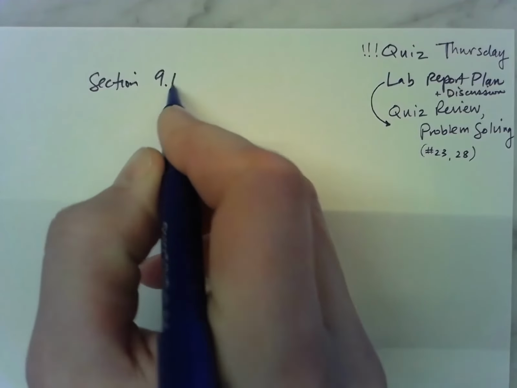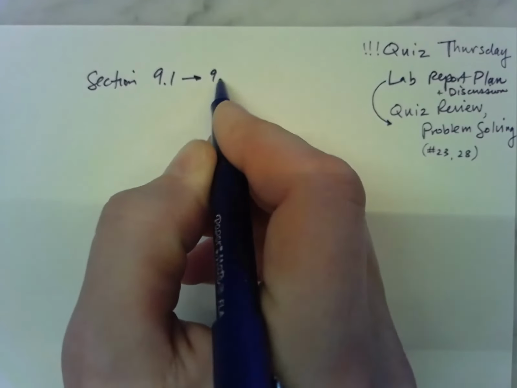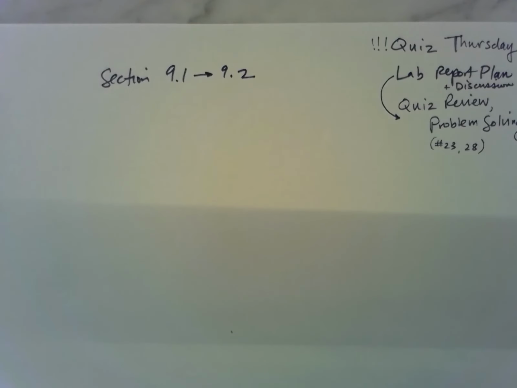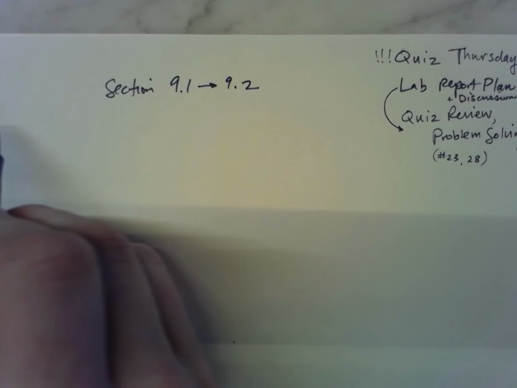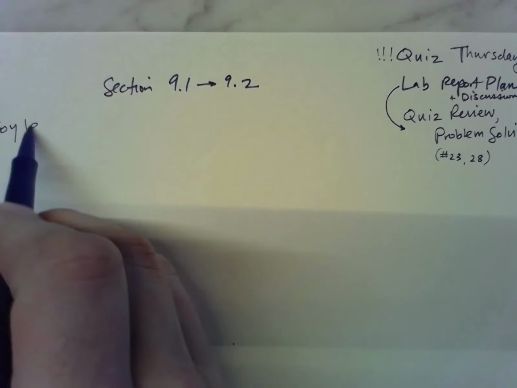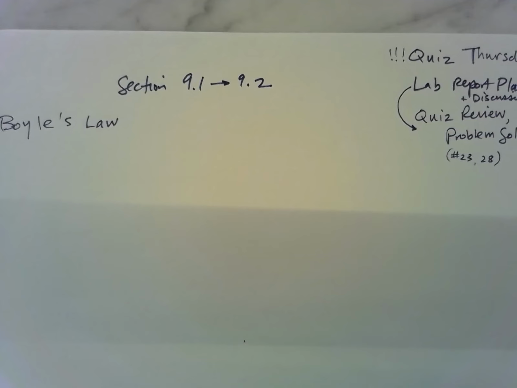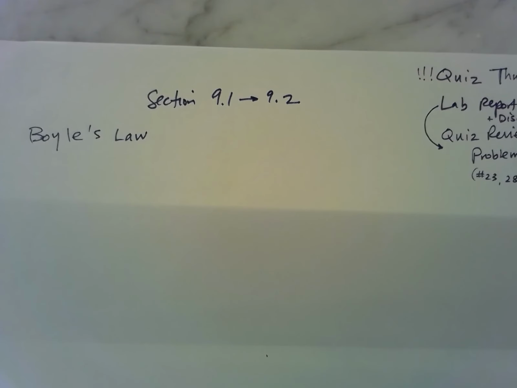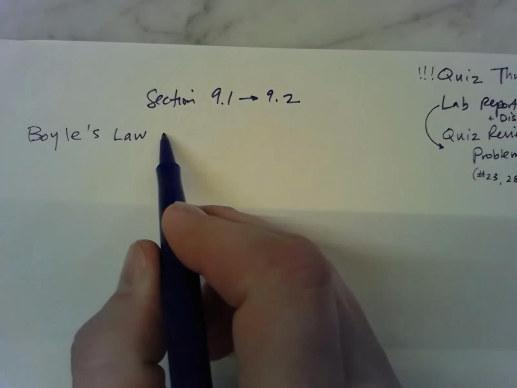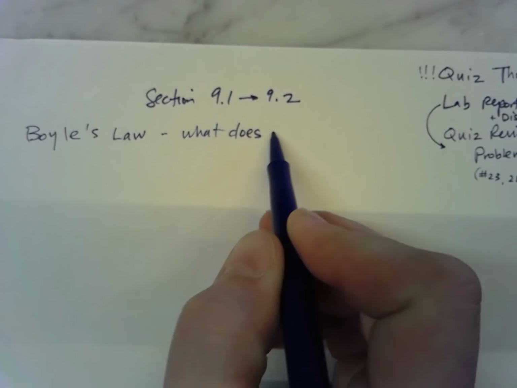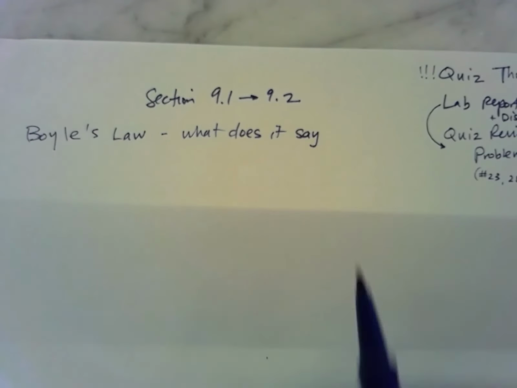It's just going to be sections 9.1 through 9.2. That may seem like not very much, but it's actually plenty. I'm just going to go through it. All right, so you need to know what Boyle's law states. So we will say, what does it say?